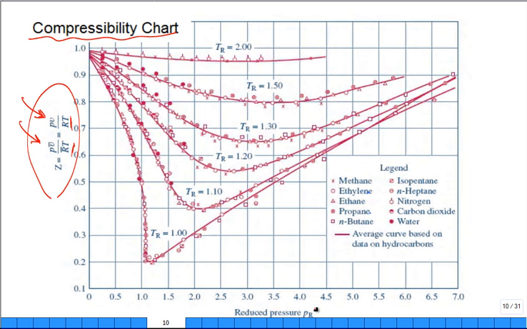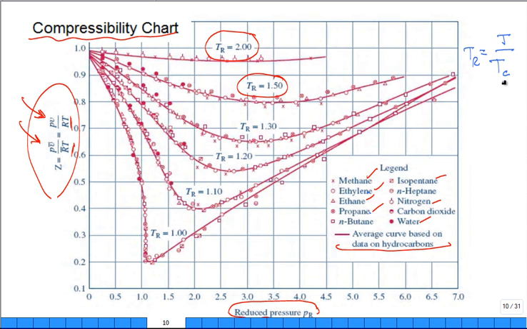And what do we have? Reduced pressure along the x-axis, and we have lines of constant reduced temperature. This is for methane, ethylene, ethane, propane, all of these substances, and they have an average curve fit. So it's a curve fit. This is not good to 18 significant digits. Not even good to like 3. It's just a curve fit. But T sub R, the reduced temperature, is the actual temperature that you're evaluating at divided by the critical point temperature, T C. And the reduced pressure is the actual pressure divided by the critical point pressure.